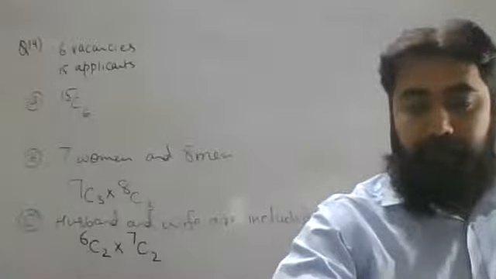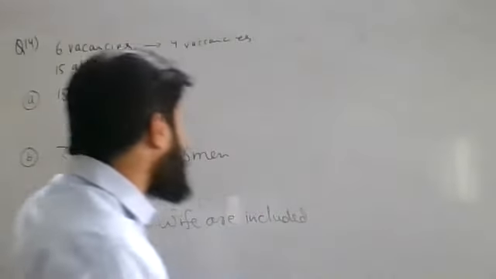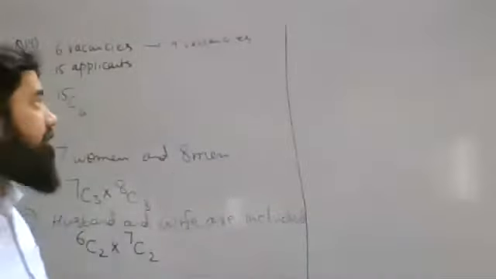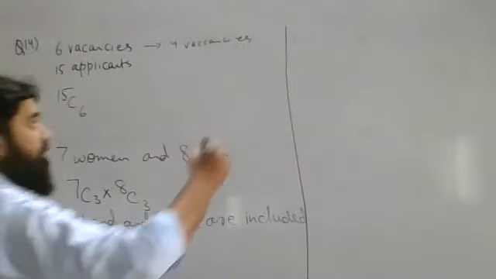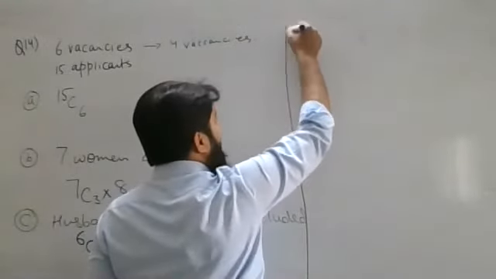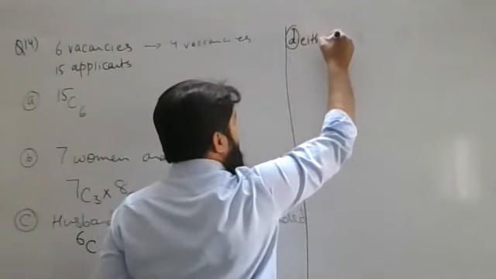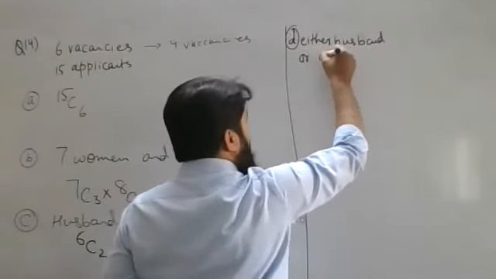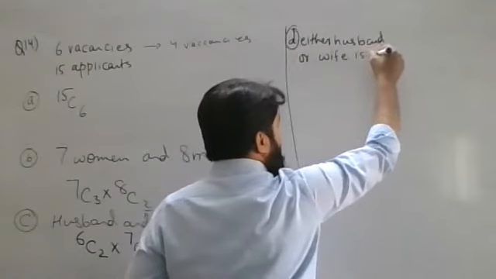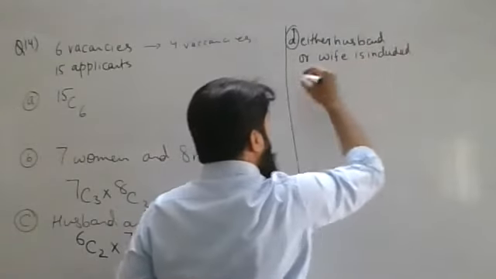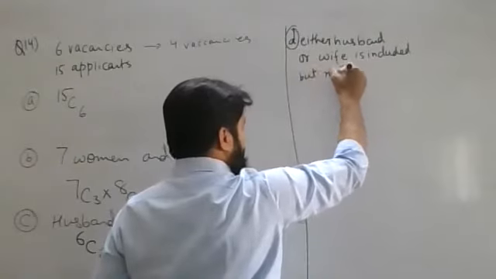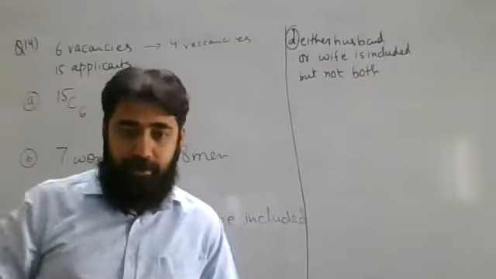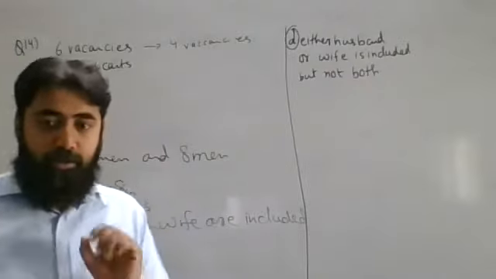Now what if they are telling us that, like the same thing which I have done over here in B part, either husband or wife is included, but not both. This is the thing I have given by myself, it's not part of your work. So now how are you going to do the working?